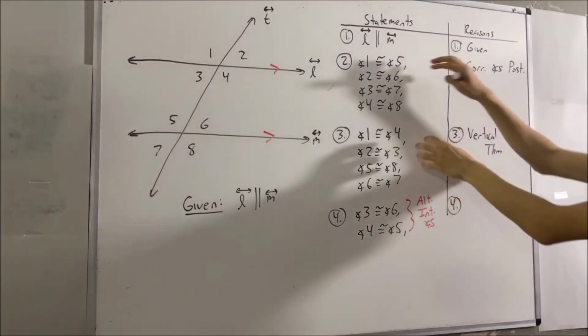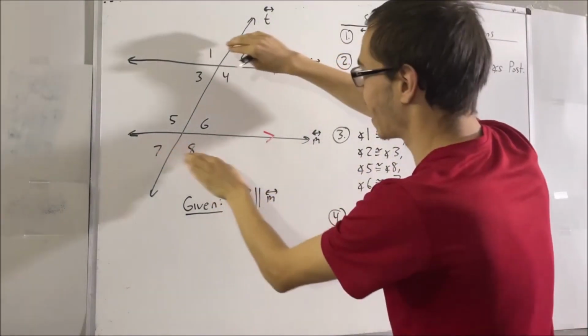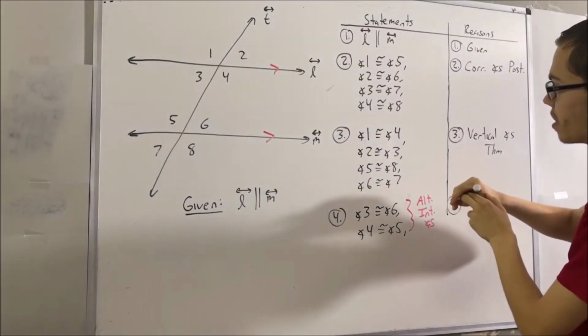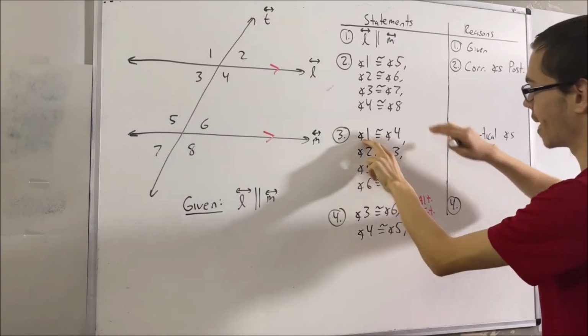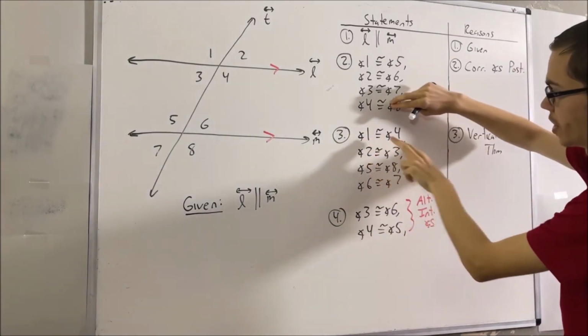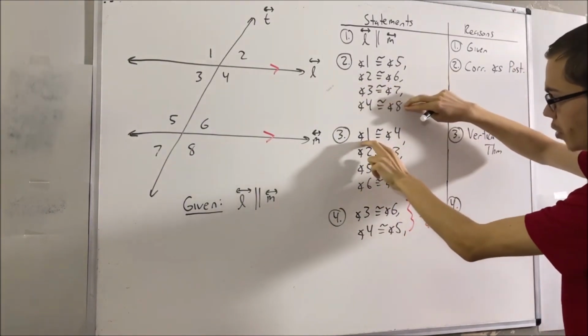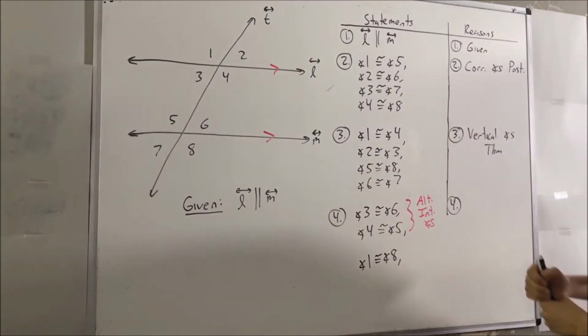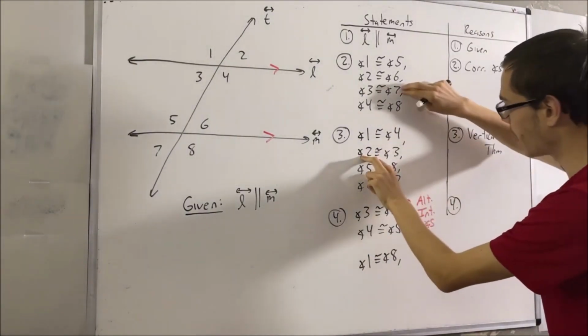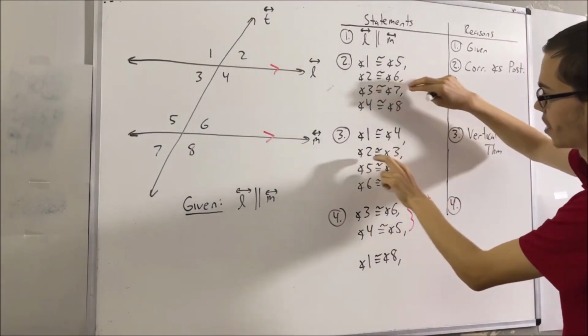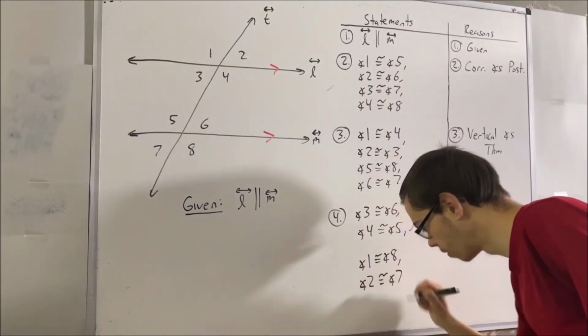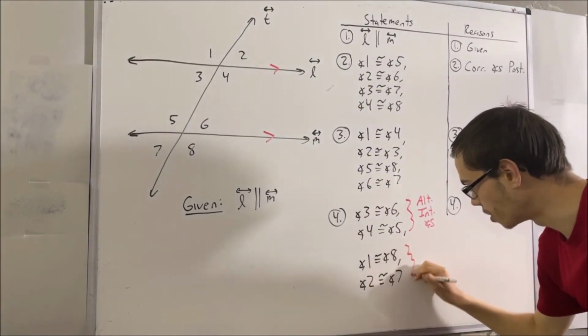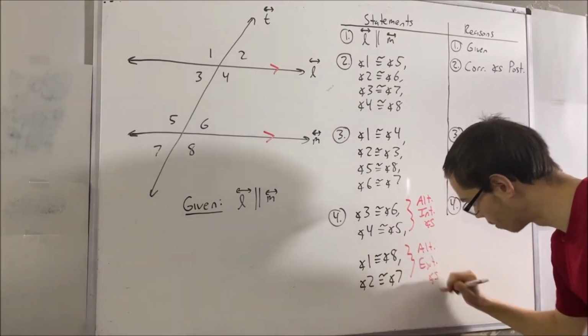And we can also use the transitive property to get our alternate exterior angles as well. Notice that both angle 1 and angle 8 are both congruent to the same angle. Therefore, they must be congruent to each other. Also, both angle 2 and angle 7 are congruent to the same angle, so they must be congruent to each other. And these would be our pairs of alternate exterior angles.